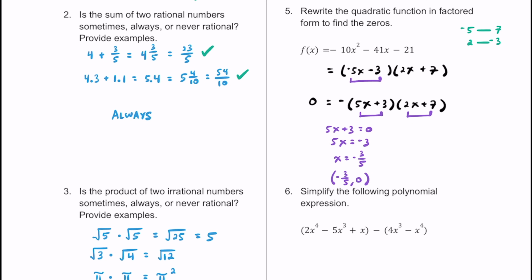And then over here, this helps us find another one. So 2x plus 7, set it equal to 0. Take away 7 from both sides. That's 2x equals negative 7. Divide both sides by 2. X equals negative 7 over 2. So that means that at negative 7 over 2 comma 0, that would be our other zero, or where the quadratic function or parabola crosses the x-axis.